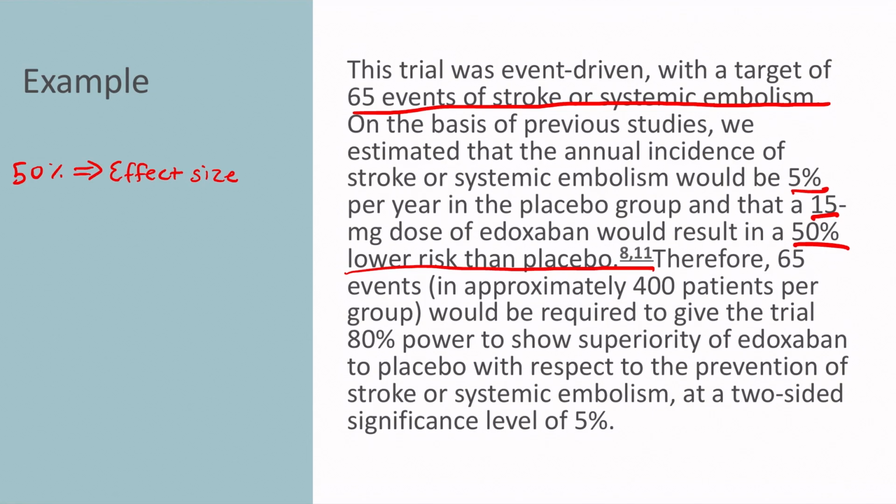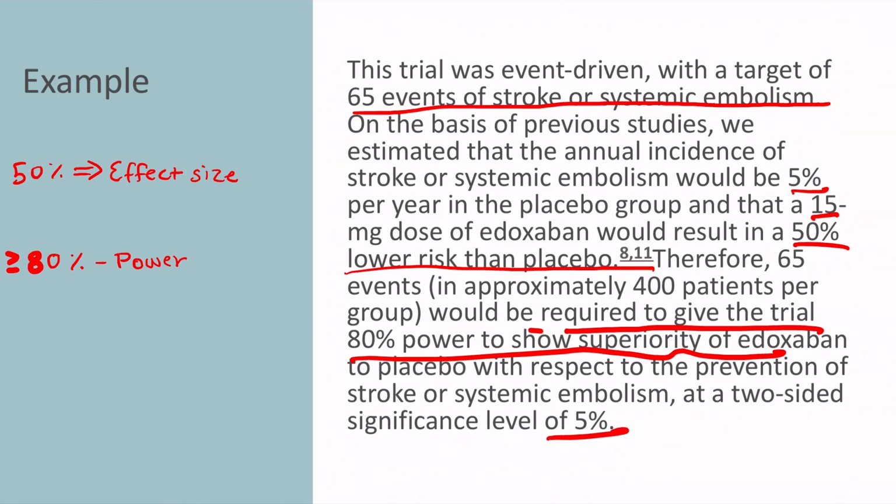Then they calculated the number required to give the trial 80% power. So you do want power to always be at least 80%. If it's 90%, that means it's a little bit more strict. However, if they only gave it like 75% power, that's an issue. And then, of course, you have your two-sided significance level of 0.05 or 5%.